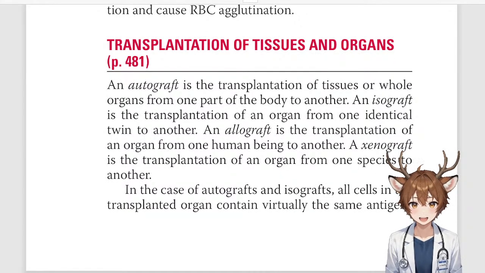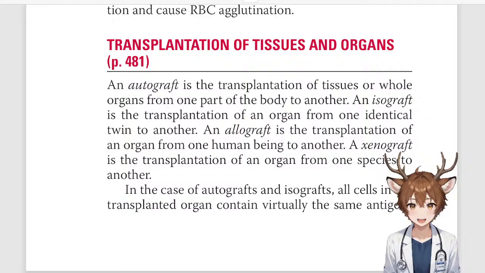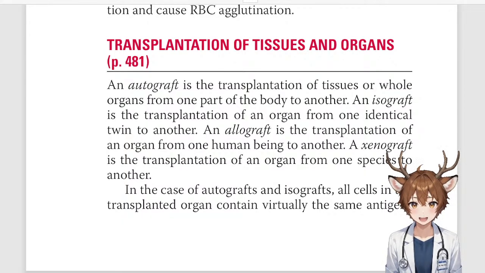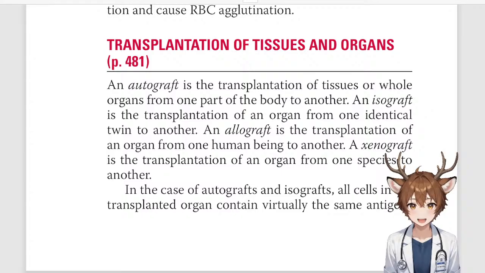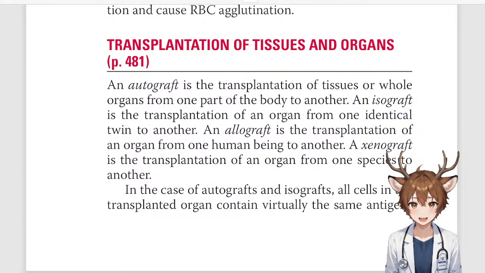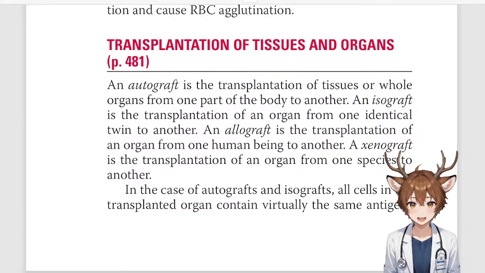Transplantation of tissues and organs. An autograft is a transplantation of tissues or whole organs from one part of the body to another. An isograft is a transplantation of an organ from one identical twin to another. An allograft is the transplantation of an organ from one human being to another. A xenograft is a transplantation of an organ from one species to another. So again, auto from yourself, iso from a twin, allograft from the same species, right? And a xenograft, xeno implying alien, foreign, something outside the box, kind of something different. It's a different species, basically.